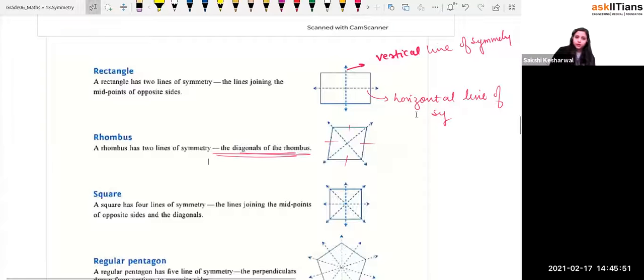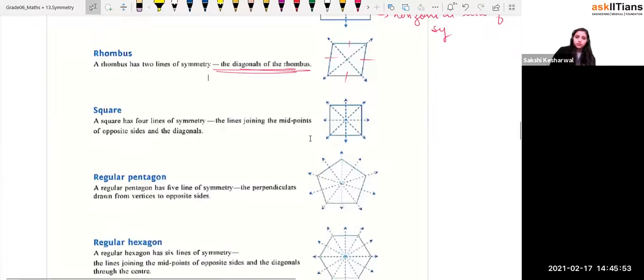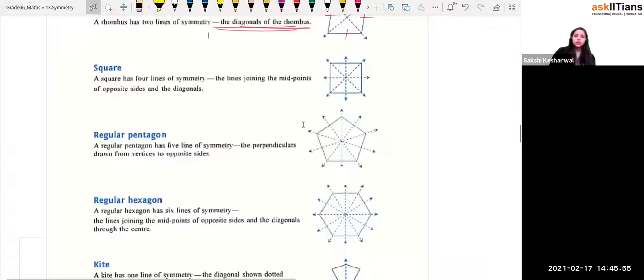Now let's come to the square. Square has how many lines of symmetry? See over here, a square is going to have four lines of symmetry, right? It will have four lines of symmetry. That is the midpoint. So if you just see this, this is one line of symmetry. This is the other line of symmetry. It has vertical, horizontal, and diagonal symmetry.